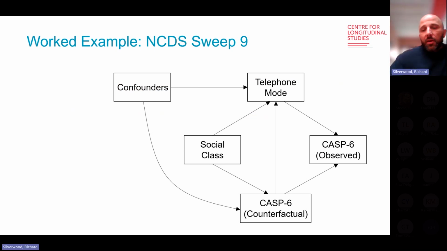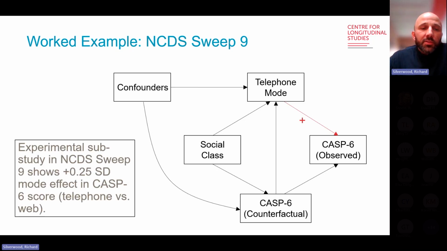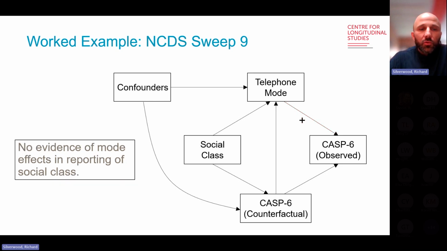So this is the DAG that represents that. I'm just going to quickly go through the justification for these different arcs that have or haven't been included here. Within NCDS Sweep 9, there's an experimental sub-study, and analyzing the data there, we can see evidence of a mode effect on the CASP-6 score of about 0.25 standard deviations comparing telephone to web. So that red highlighted arc is there, and that's positive because a telephone mode is associated with a higher CASP-6 score. There's no evidence of mode effects in reporting social class, which is why we don't have a separate counterfactual and observed social class node here.